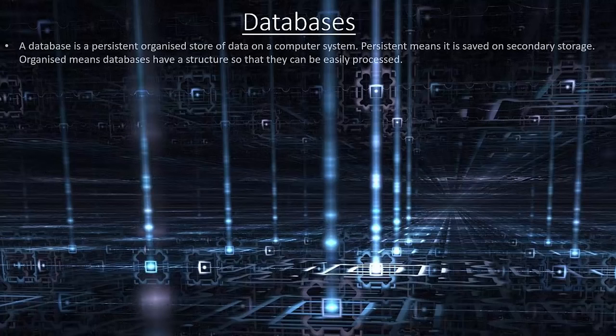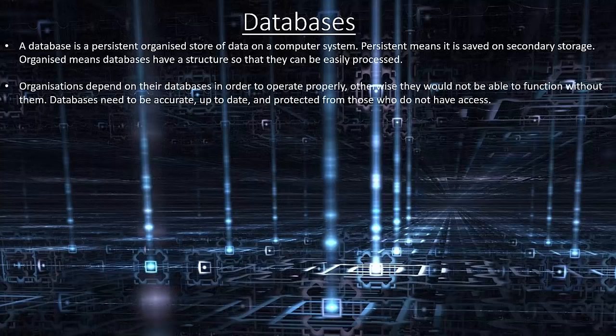Databases. A database is a persistent, organized store of data on a computer system. Persistent means it is saved on secondary storage. Organized means databases have a structure so that they can easily be processed. Organizations depend on databases in order to operate properly, otherwise they would not be able to function without them.